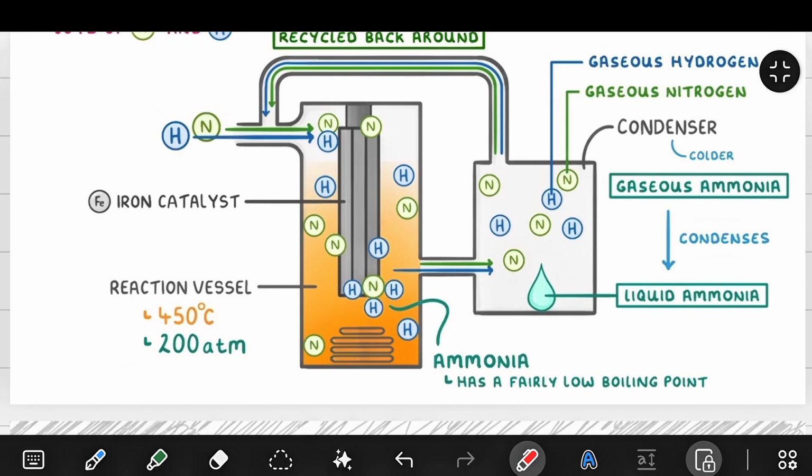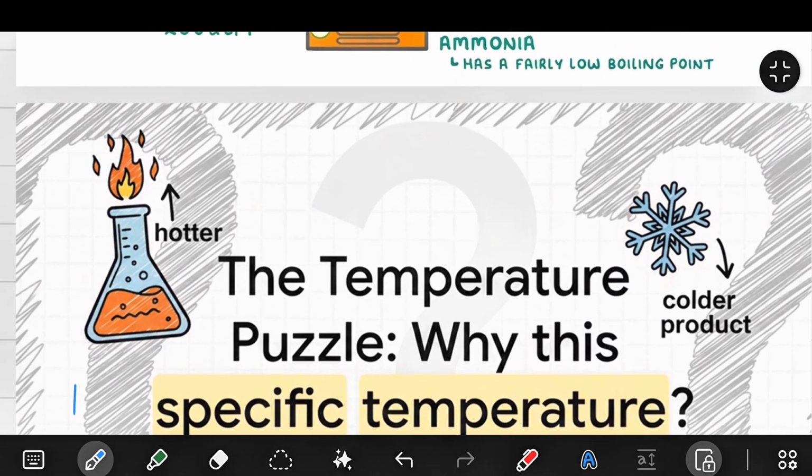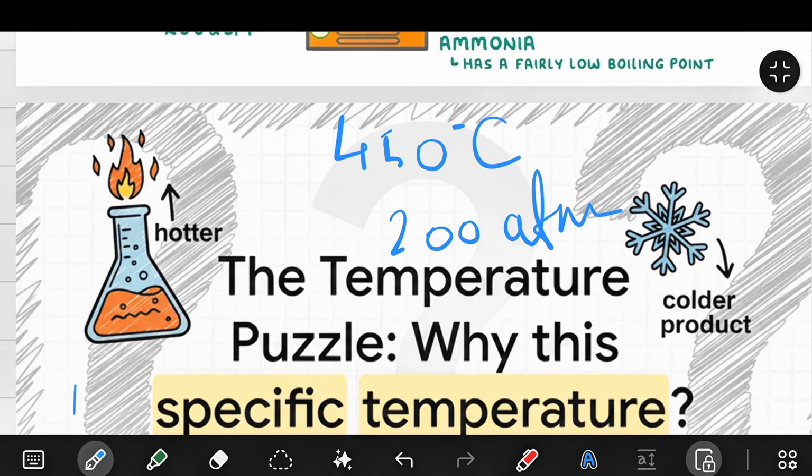I hope I'm pretty clear. So now that we know how it works, the last thing we need to cover is why the Haber process uses the conditions of 450 degrees and 200 atmospheres of pressure. Why specifically these? Okay, so one more thing.